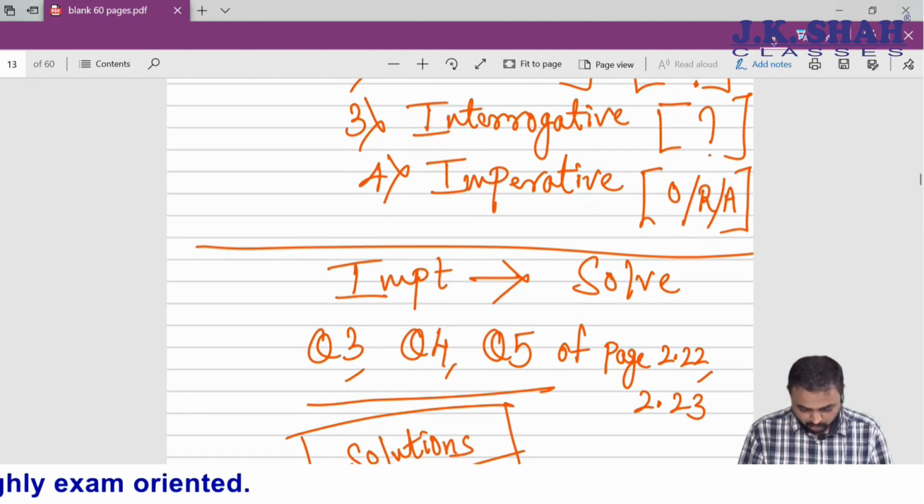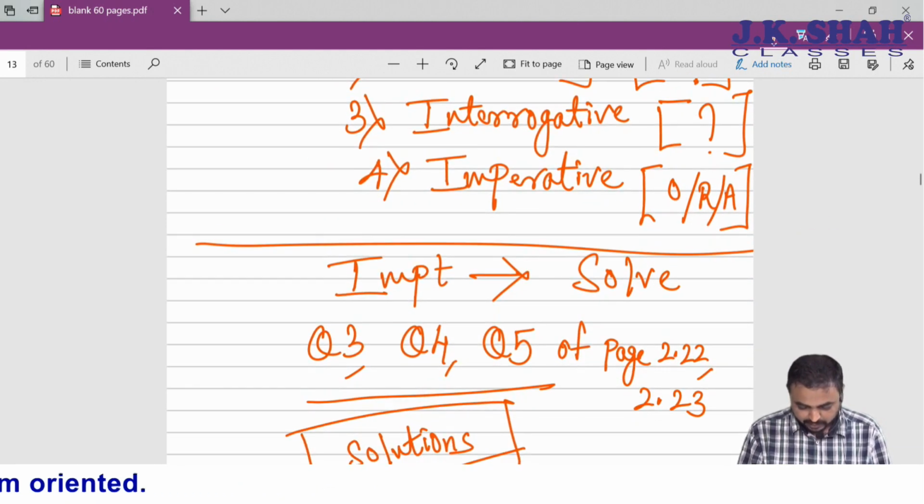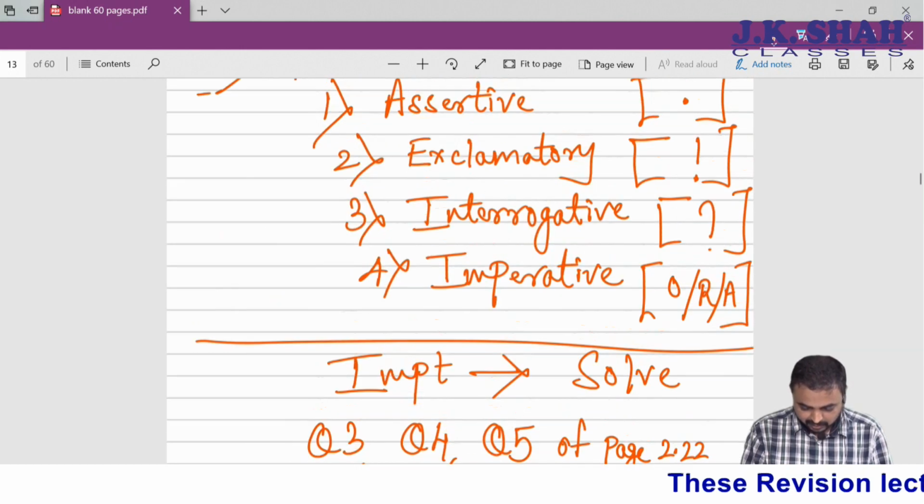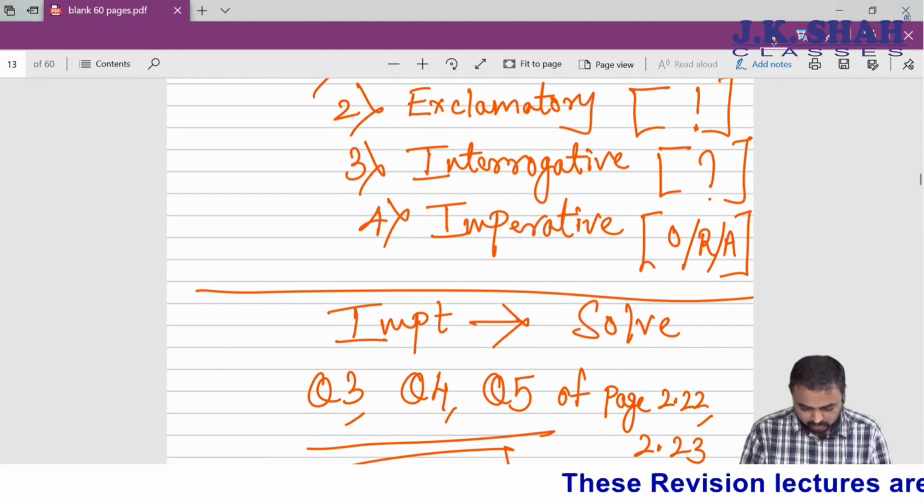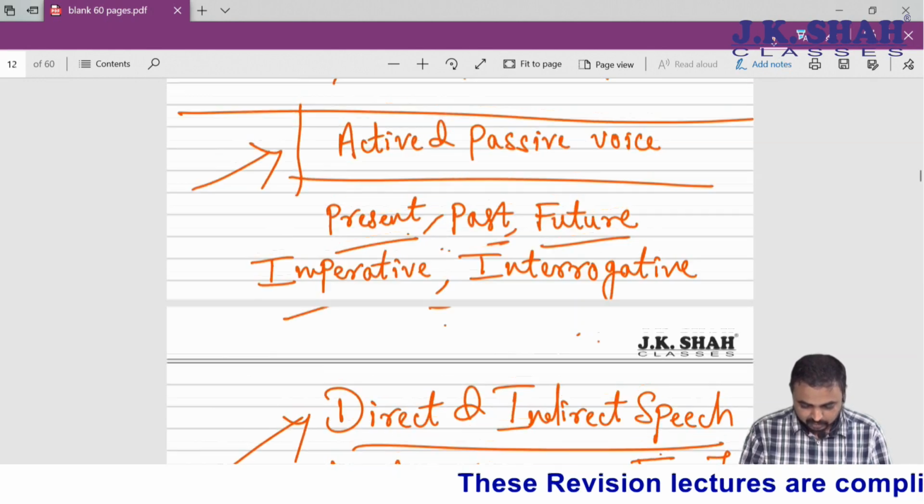I repeat one more time, it is important for the student to solve question 3, question 4 and question 5 of page 2.22 and page 2.23. The solutions of the above questions are already given in the module. So for any doubts, you can refer to the solutions.